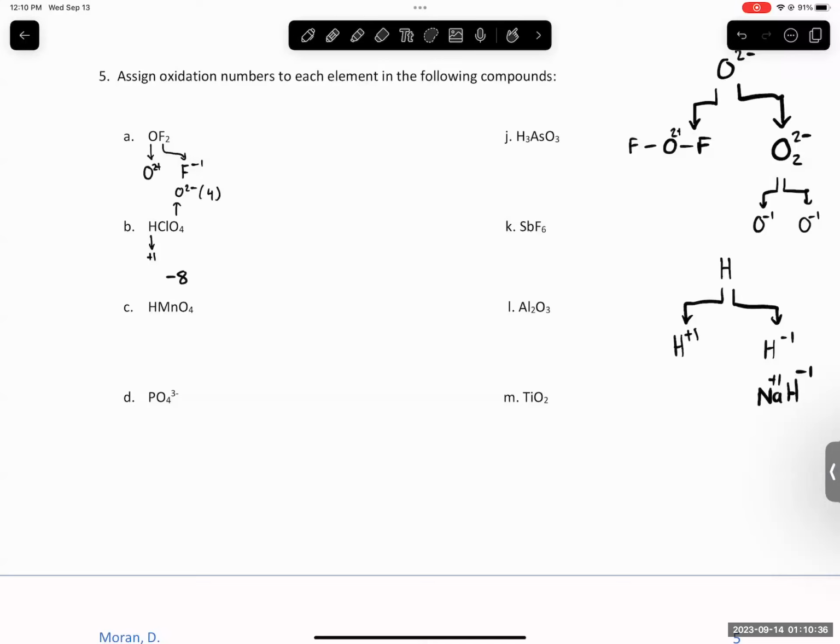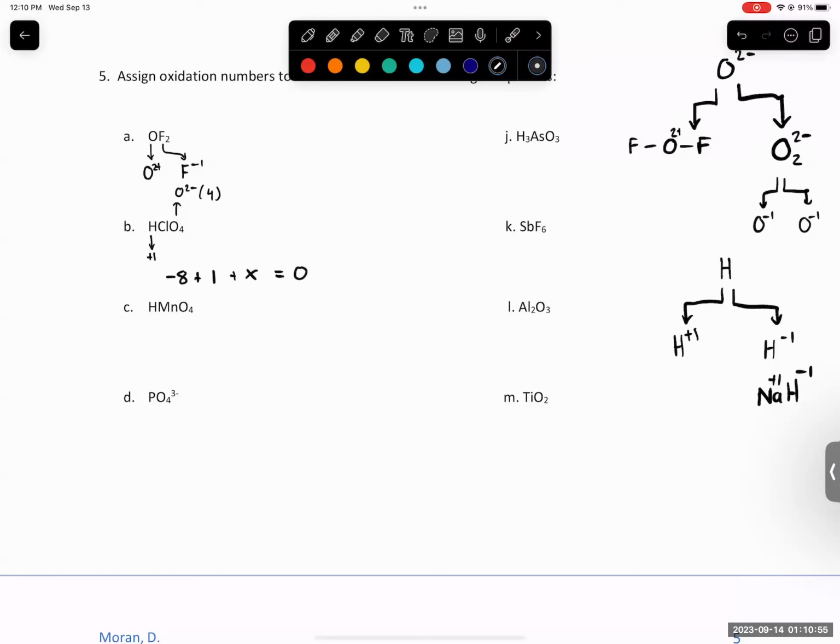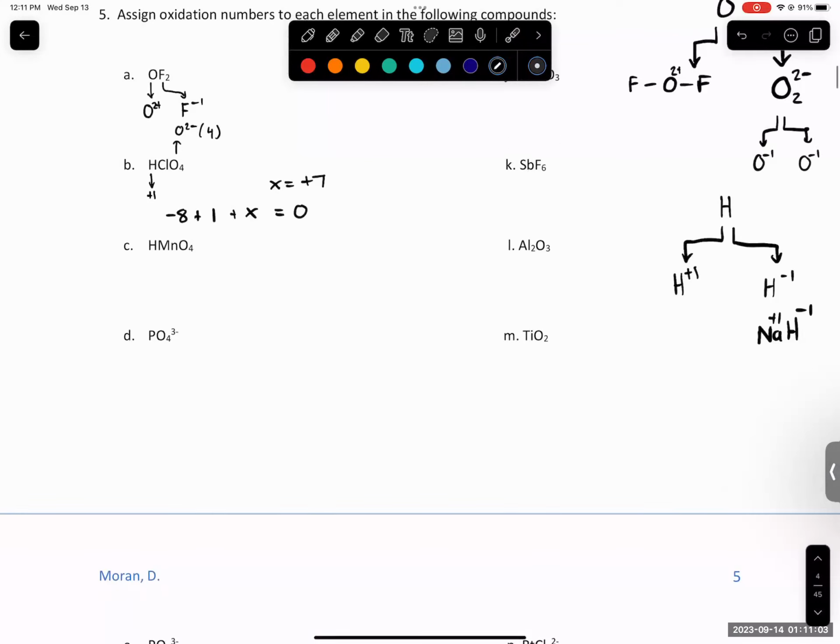And then our one hydrogen adds 1. And then our chlorine, which we're going to solve for, is unknown, so it's X. And this equals the total charge of the compound, which is 0 in this case, right? Because it's neutral. You solve for X, you get X equals +7. And that means chlorine has an oxidation number of +7. See how we did that? Okay.